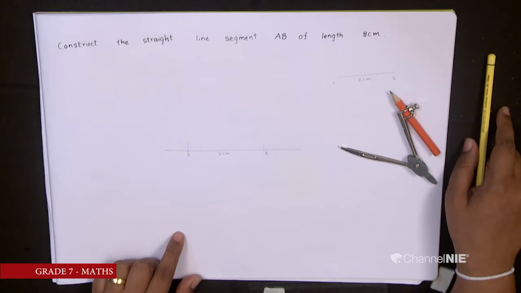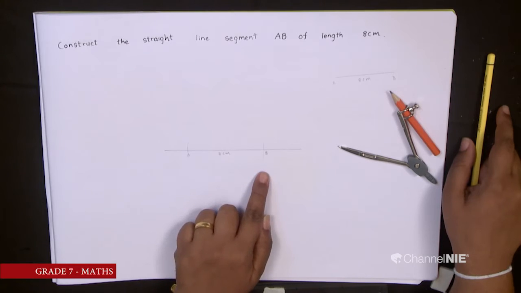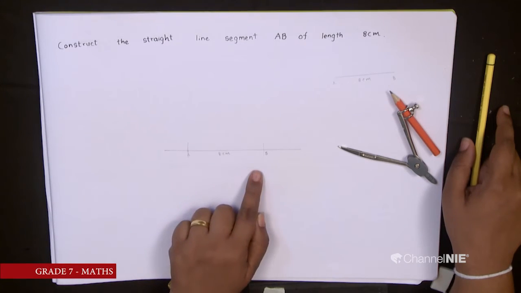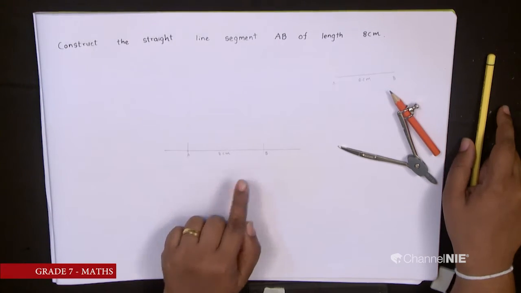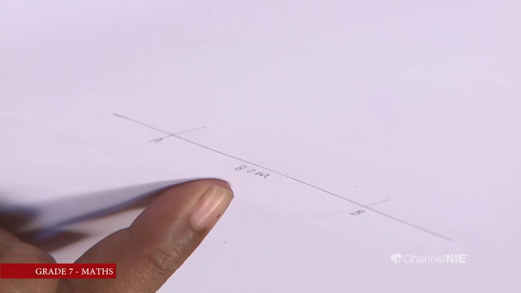Right. We have marked 2 points on the straight line segment, A and B. The distance between the 2 points is 8 centimeters. Therefore, we have marked the points and written the distance there. That means we have completed our construction of the straight line segment AB of length 8 centimeters.